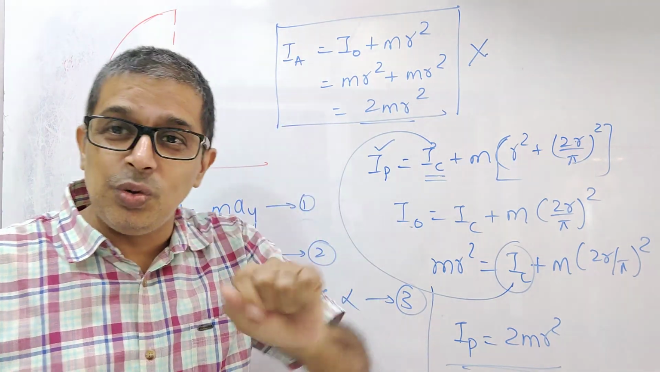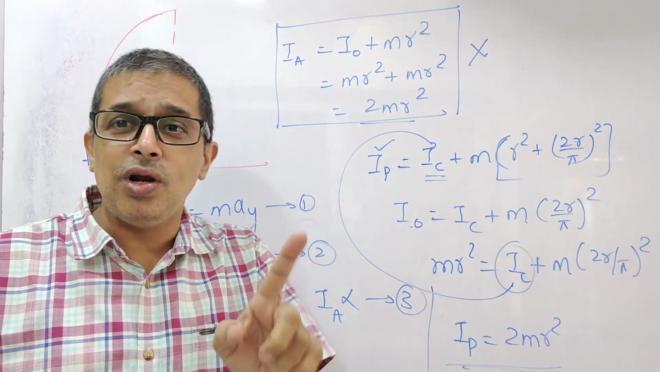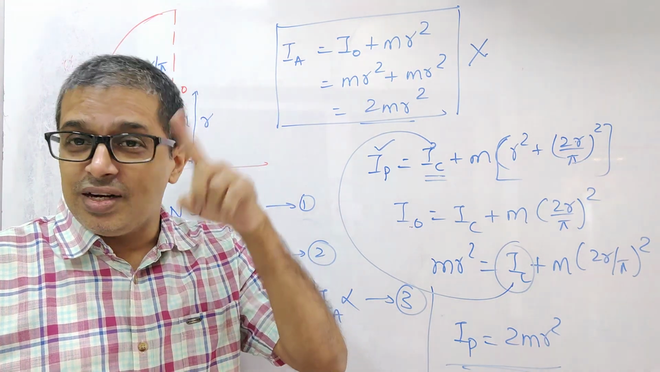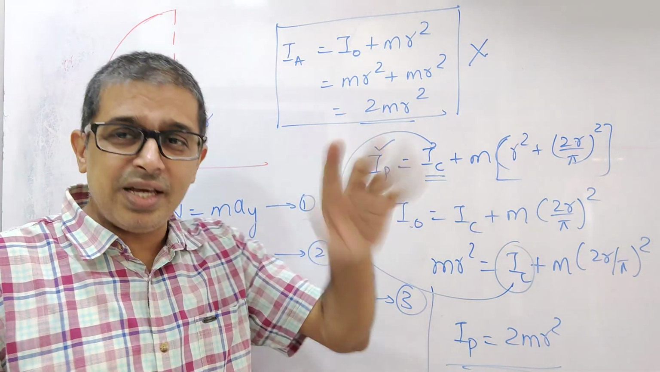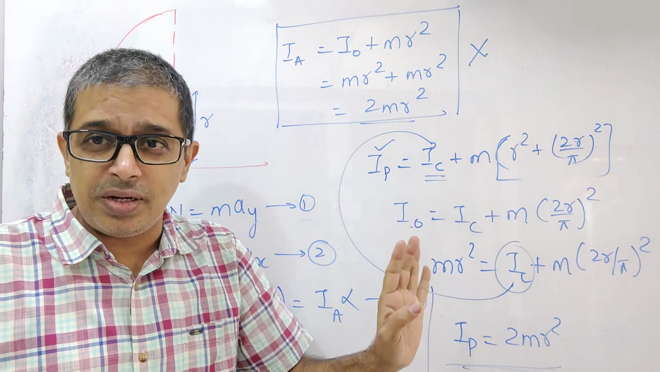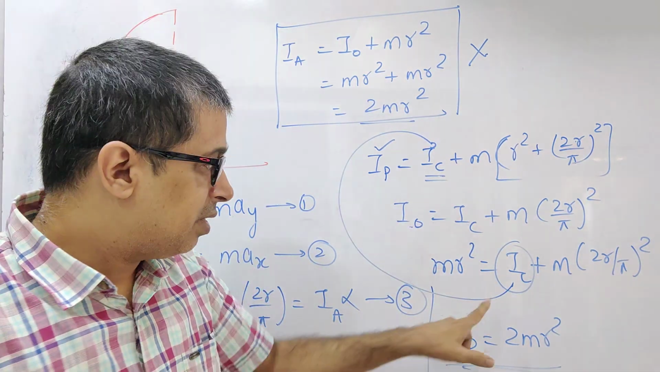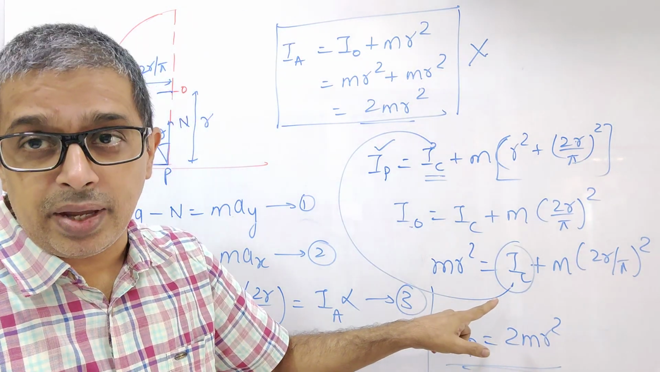Why don't we do it here? It is a mere coincidence for a ring that happens, not for all other bodies. If they would have made this a disk, you would have been in trouble. Or any other body, for instance. It's a mere coincidence, because of Pythagoras theorem. Maybe not even for a ring. But do not opt for that procedure. Go by the right way.